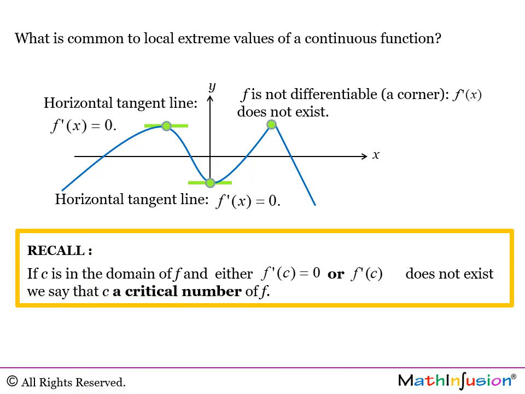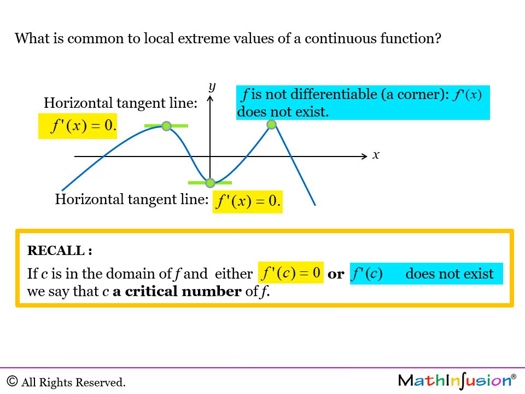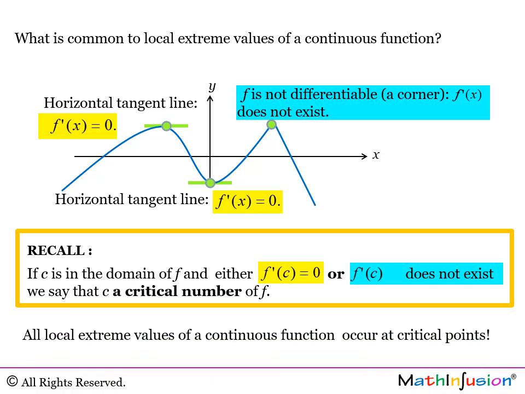I would like to recall that if c is in the domain of the function, and either f prime of c equals 0 or the derivative does not exist, we say that c is a critical number of f. It means that all local extreme values of a continuous function occur at critical points.